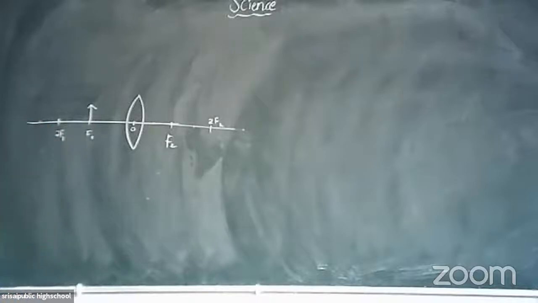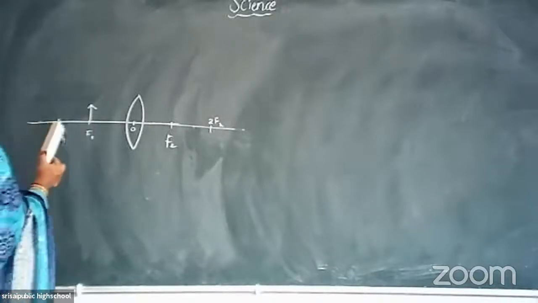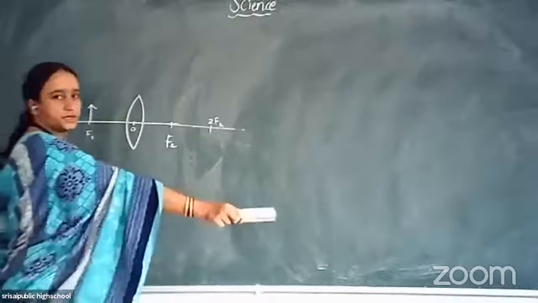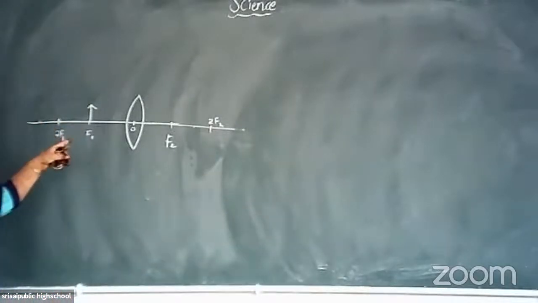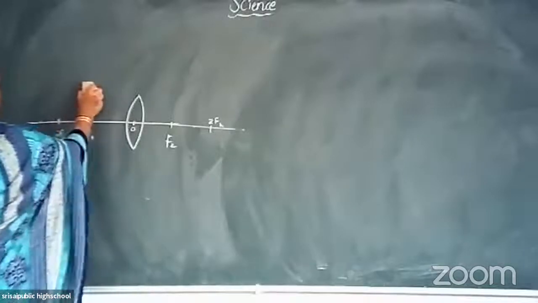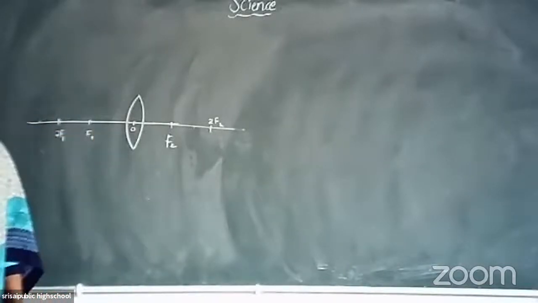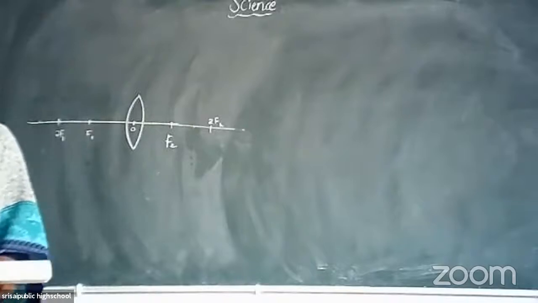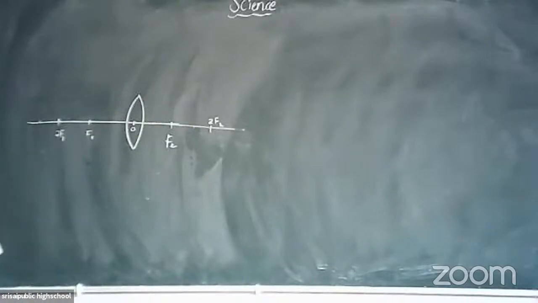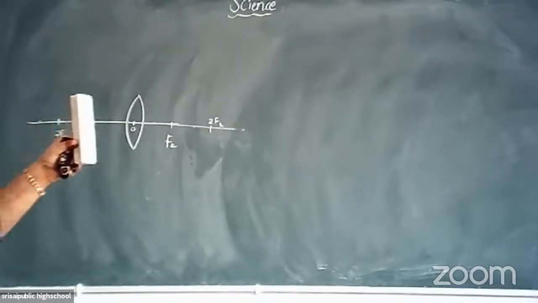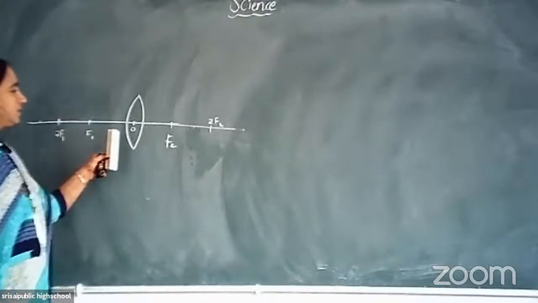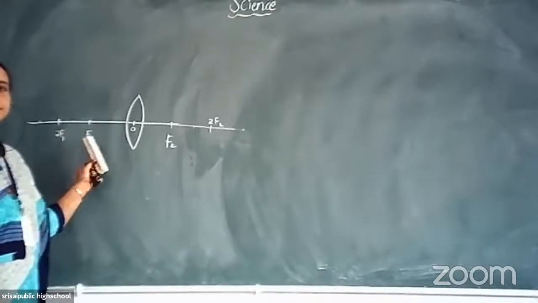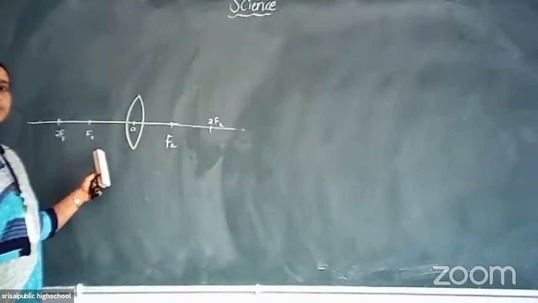Now the next position. When the object was at the principal focus, the image was obtained at infinity, real, inverted and enlarged. Now you are going to bring the object further nearer to the lens. Where are you going to keep the object? I am telling you to bring it nearer to the lens. In the previous case it was at the principal focus. Now where are you going to keep the object? At the optical center O.